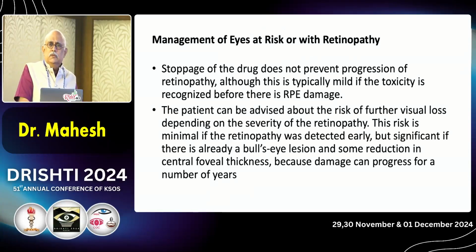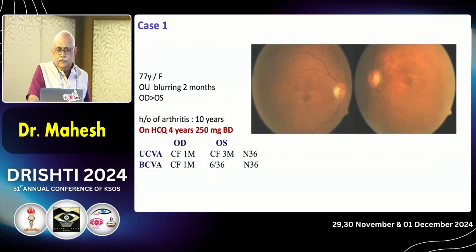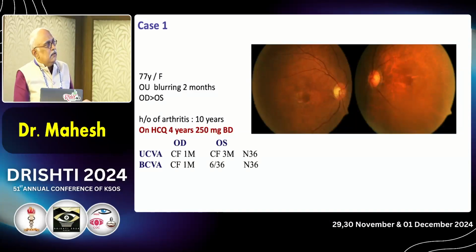Once you detect it early, you can stop the drug so that it doesn't progress. But like in ethambutol, once it is beyond a certain level, you can't. Here you can already see something like a bullseye.